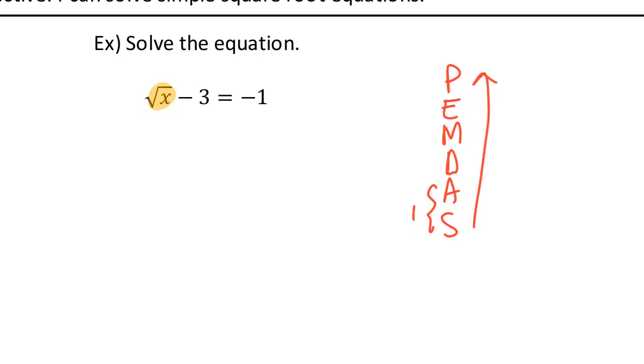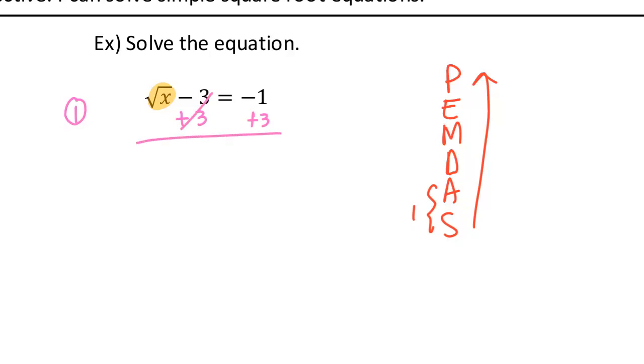Okay, so again, yesterday we did examples like this. Our goal was to get the root x by itself, so we need to get rid of this negative 3. That is an addition or subtraction, so that's what we get rid of first. So what is the inverse of subtracting 3? How do I get rid of a negative 3? Add 3 to both sides.